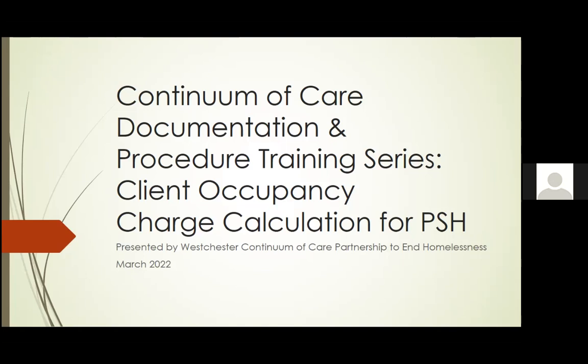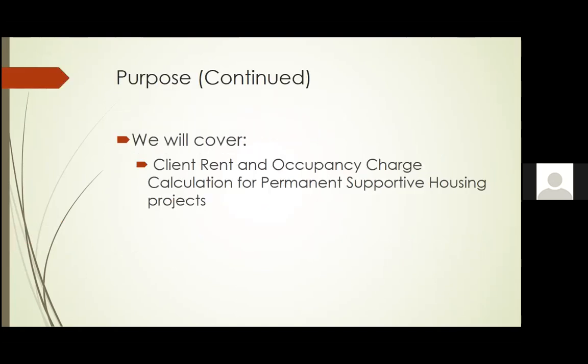Welcome to the Westchester Continuum of Care training covering client rent calculation for participants in Continuum of Care permanent supportive housing. This training covers how to calculate and document the amount collected monthly from participants in Continuum of Care permanent supportive housing. It does not apply to Continuum of Care rapid rehousing or transitional housing or other programs serving persons experiencing homelessness, such as ESG.